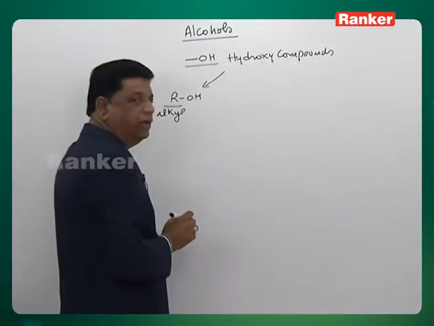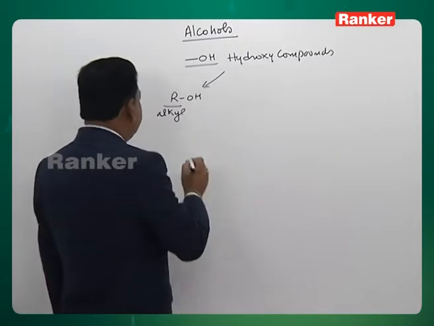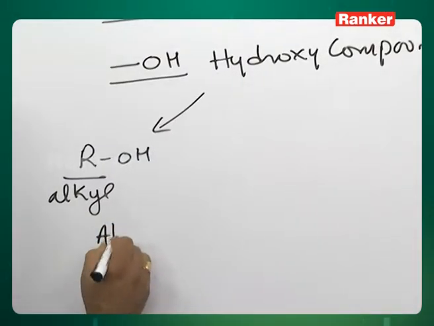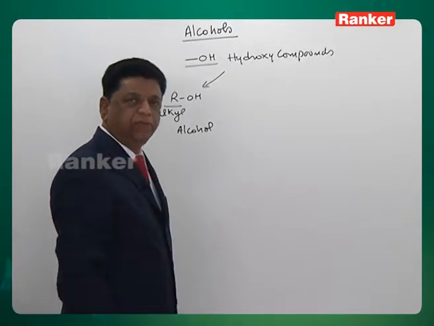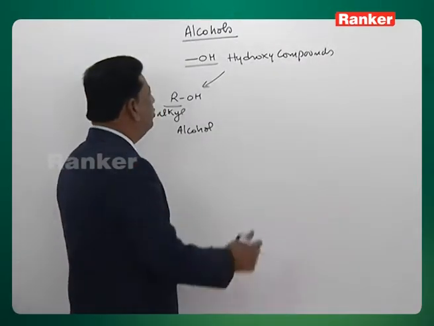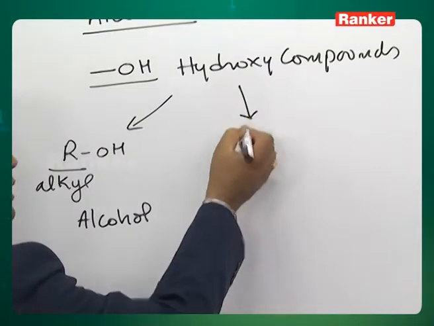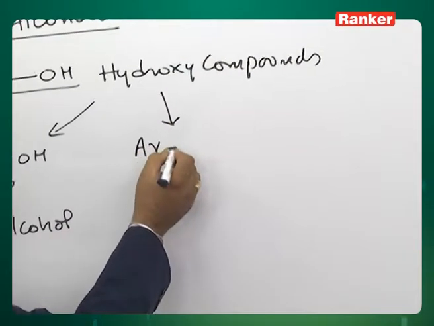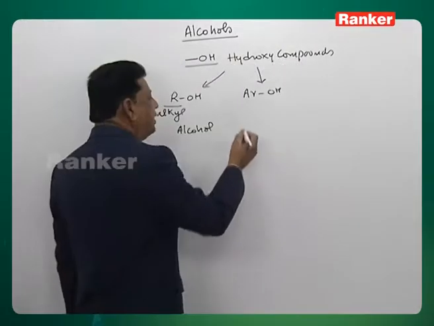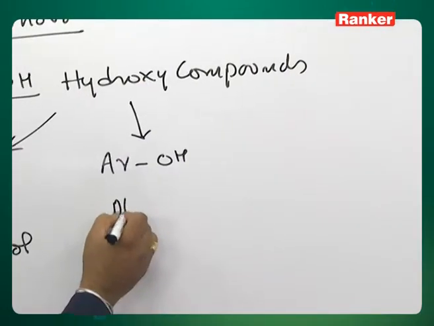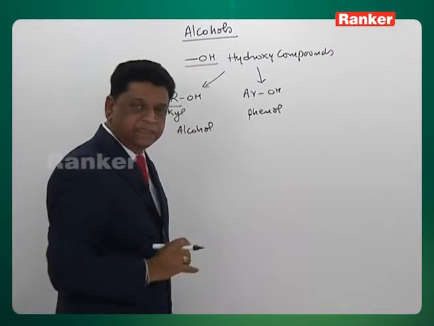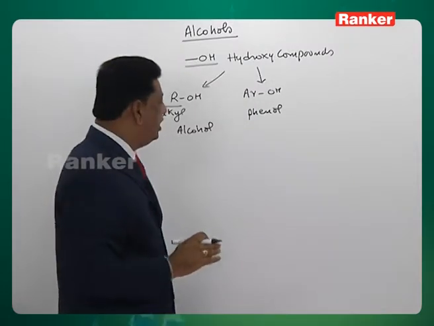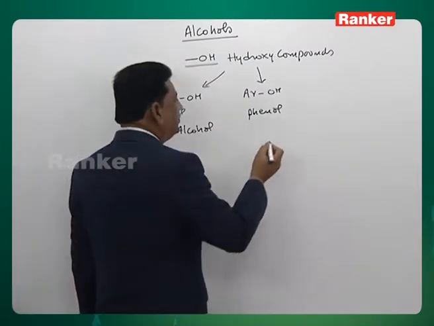The R containing OH, that is an alkyl group containing OH group, you may call it alcohols, where the alkyl group can be methyl, ethyl, and 1 degree, 2 degree, 3 degree, and so on. The second type is the aromatic case: when OH is directly attached to an aromatic system like benzene, naphthalene, and so on, the compounds are called phenols.